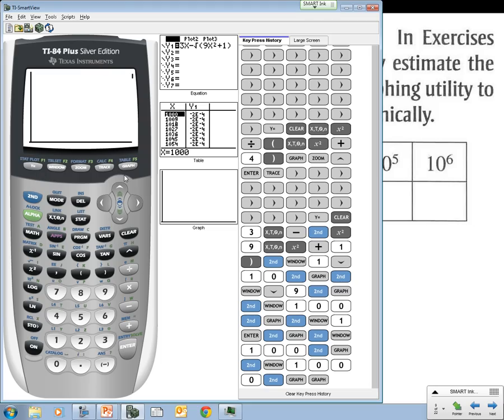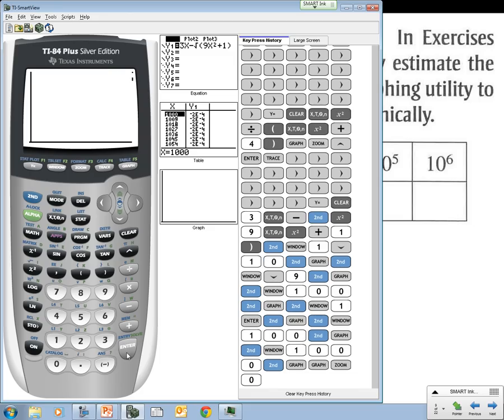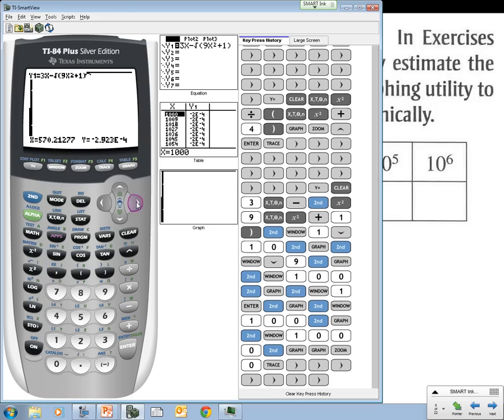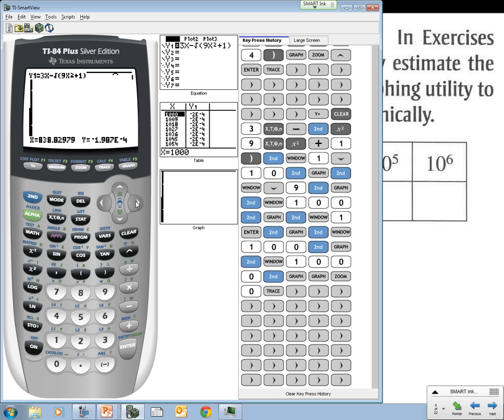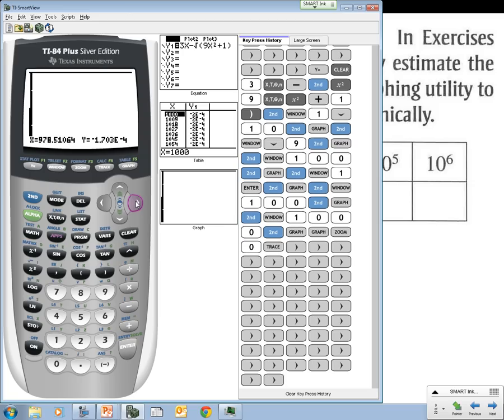Let's go ahead to our graph and do our zoom fit. Hard to see exactly what's going on here, but as we move out, our number is getting smaller and smaller and smaller. We're definitely zooming in on 0.